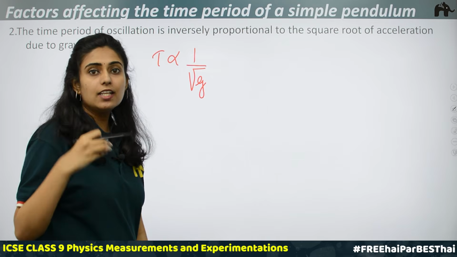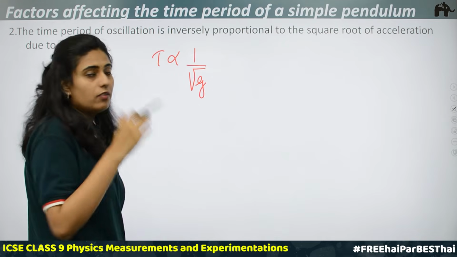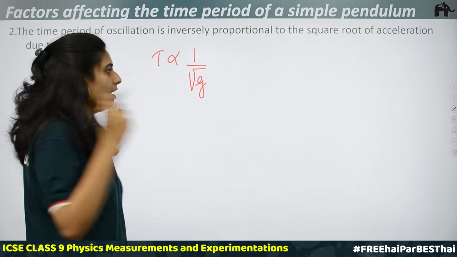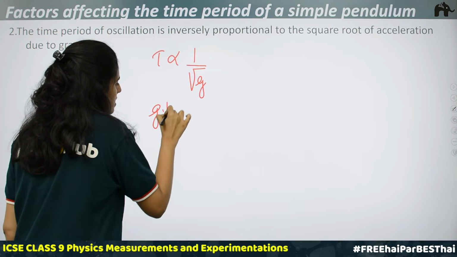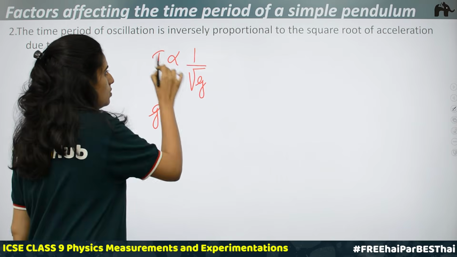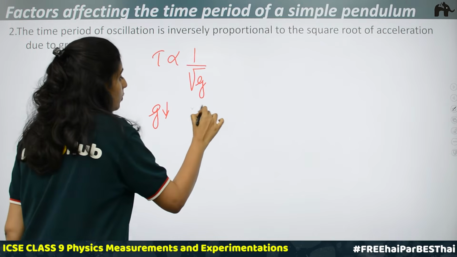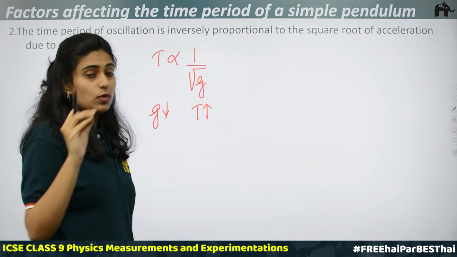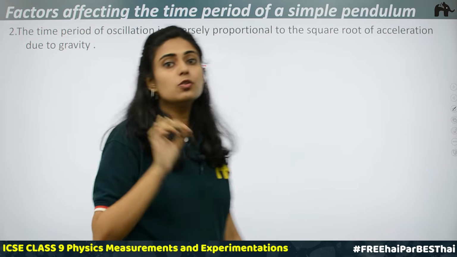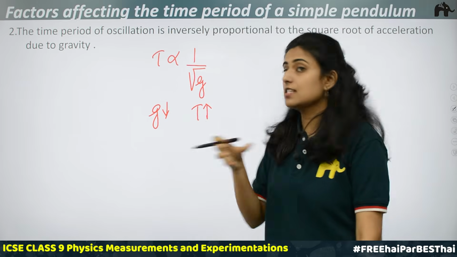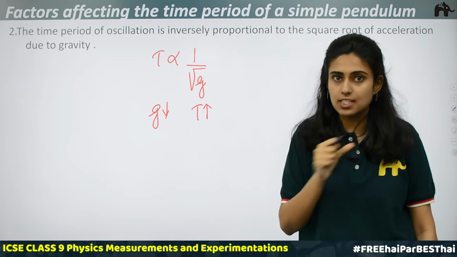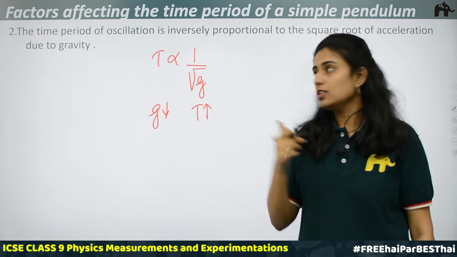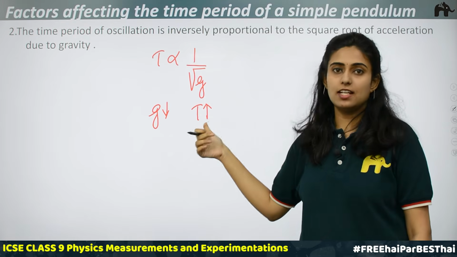So when you go to a mountain, we are taking this pendulum clock to a mountain. There, g value decreases. When g value decreases, what happens to time period? Time period will increase. Yes, time period of oscillation will increase, which means the pendulum clock is going to slow down, because the time for oscillation is increasing, and hence the pendulum clock will slow down at mountains. So this is the dependence of time period on acceleration due to gravity.